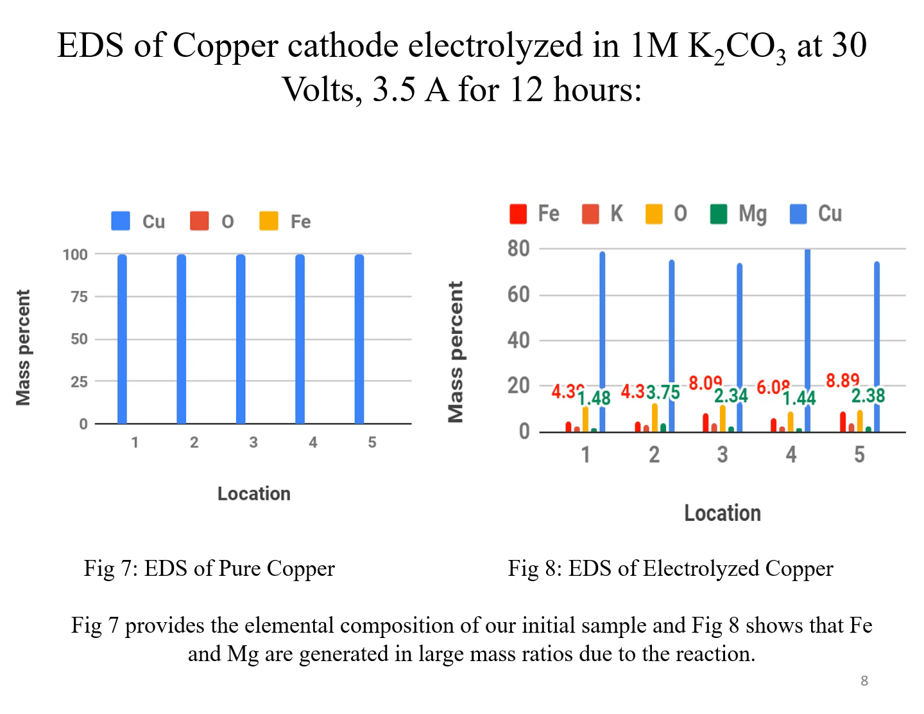Again, we can see that iron and magnesium have been generated in large mass ratio. We can see that on spot 1 the iron is about 4%, at spot 3 the iron is about 8%, at spot 5 also the iron is about 8%. Magnesium has also been generated at all the 5 spots from 1 to 2%. Hence, we can say that copper has been transmuted to iron and magnesium mostly.